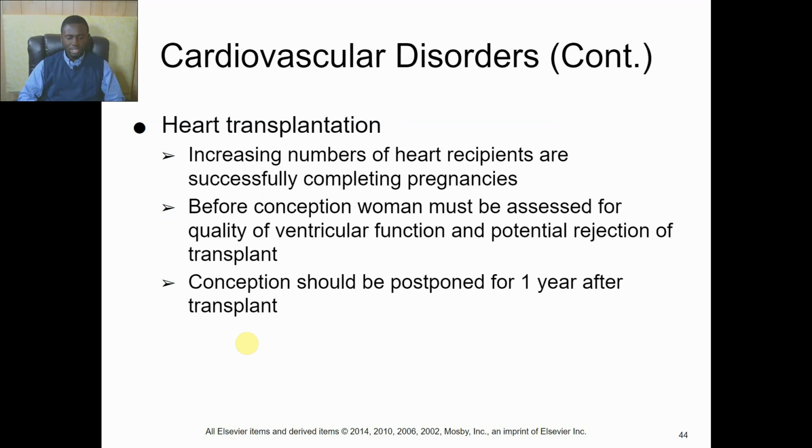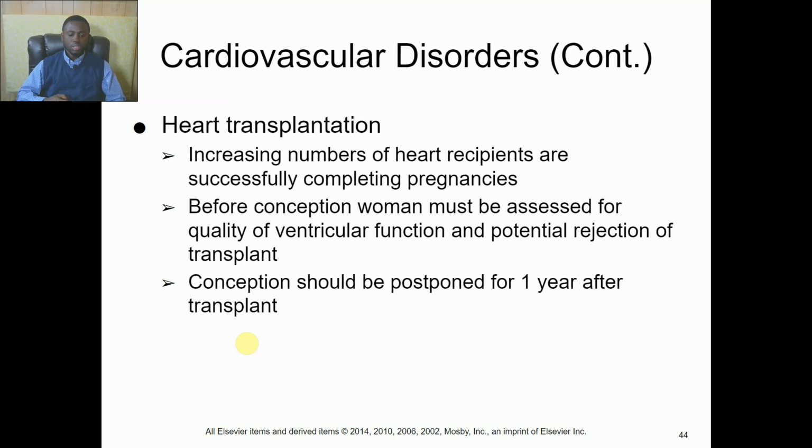Heart transplantation is also another thing that can affect pregnancy. For example, if you have a client who has had a heart transplant, there are increasing numbers of heart recipients who are successfully completing pregnancies, but think about the stress that pregnancy puts on the cardiac system, and so they may be more likely to experience some complications related to the circulatory system.